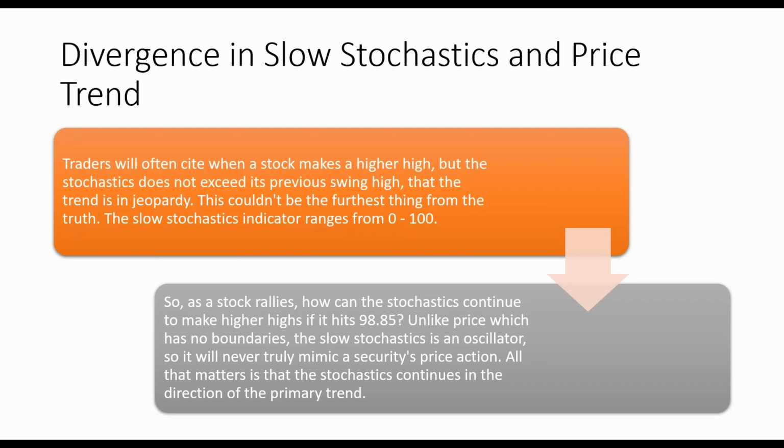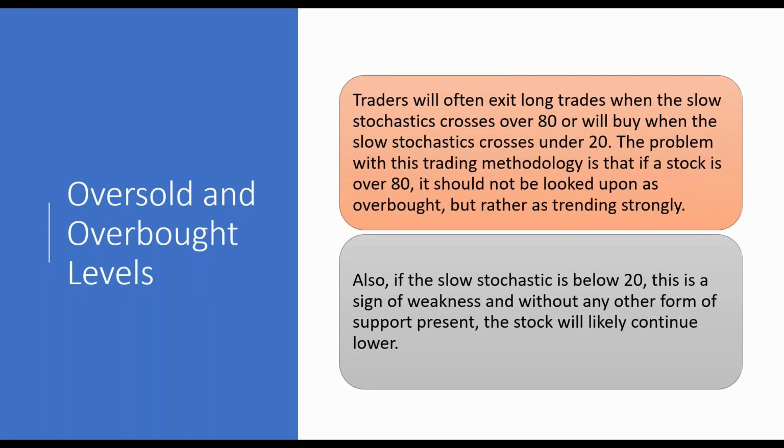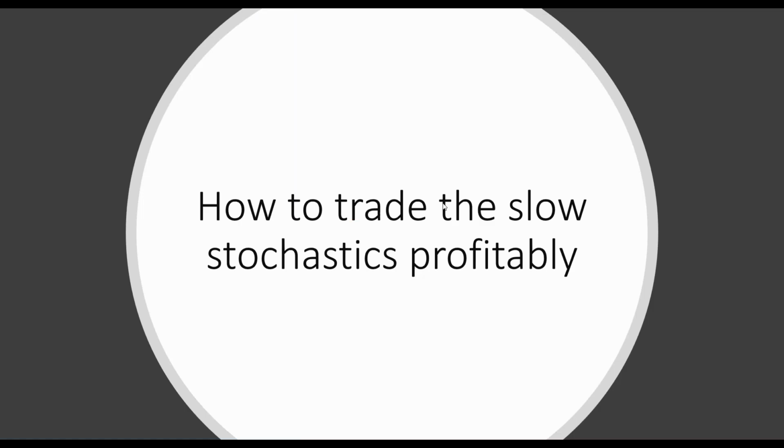Traders will often cite when a stock makes a higher high, but the stochastics does not exceed its previous swing high, that the trend is in jeopardy. This can be furthest from the truth. The slow stochastics indicator ranges from 0 to 100. Traders will often exit long trades when the slow stochastics crosses above 80, or will buy when the slow stochastics crosses below 20. The problem with this trading methodology is that if a stock is above 80, it should not be looked upon as overbought, but rather as trending strongly.